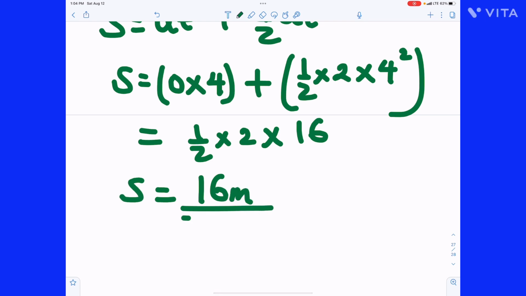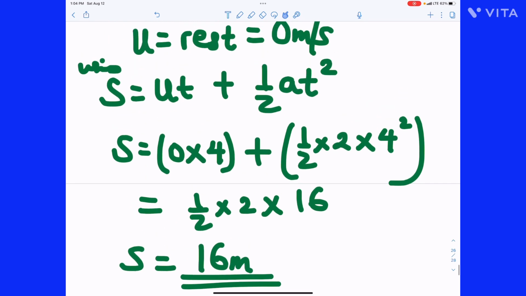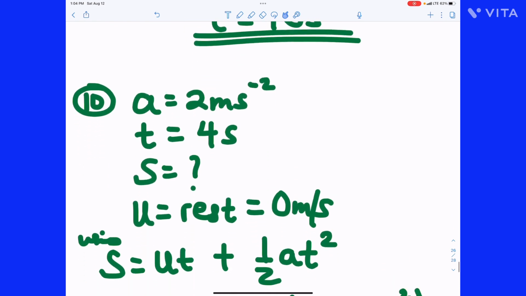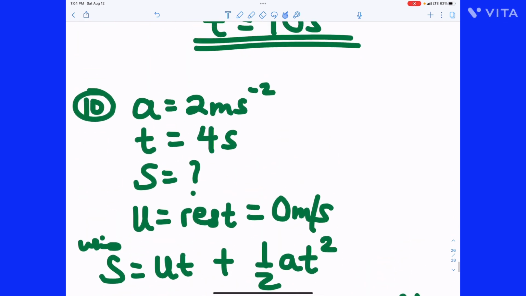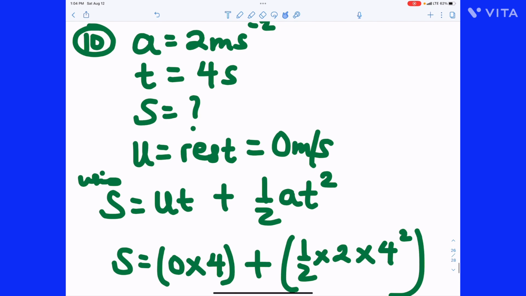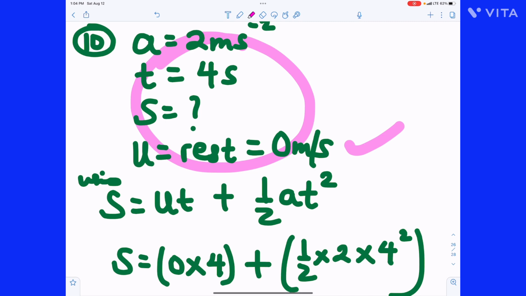So the body will travel 16 meters if uniformly accelerated at 2 meters per second squared for 4 seconds, moving from rest. I'm going to give you some exercises in the next video. Let's take a rest here.